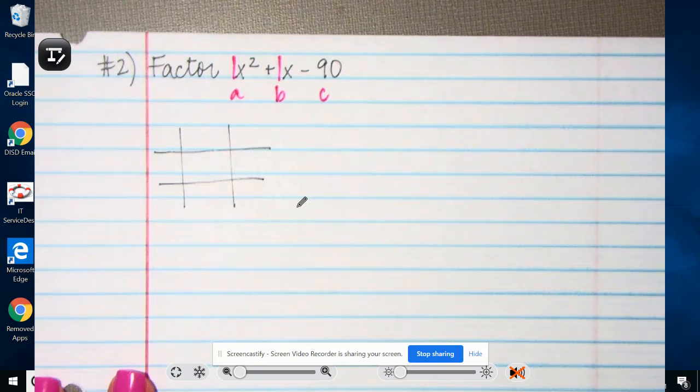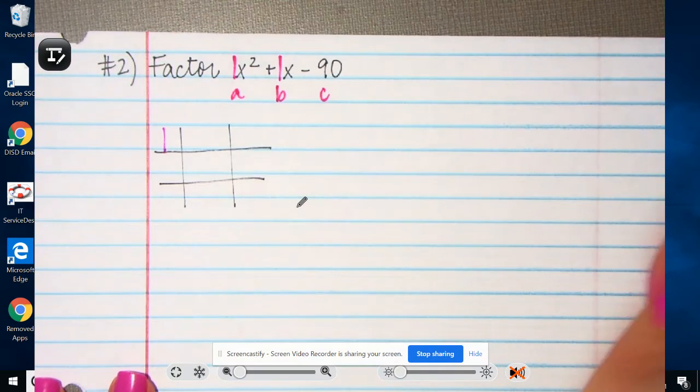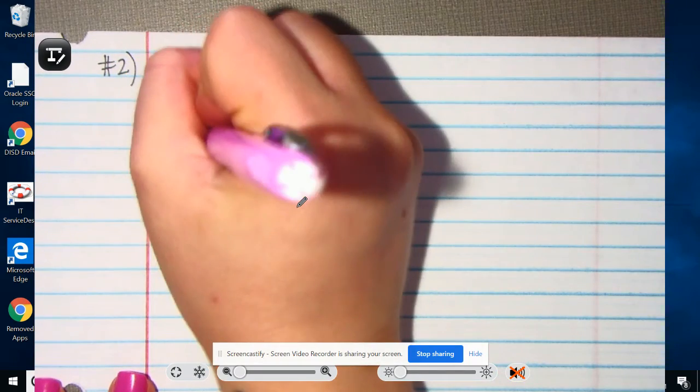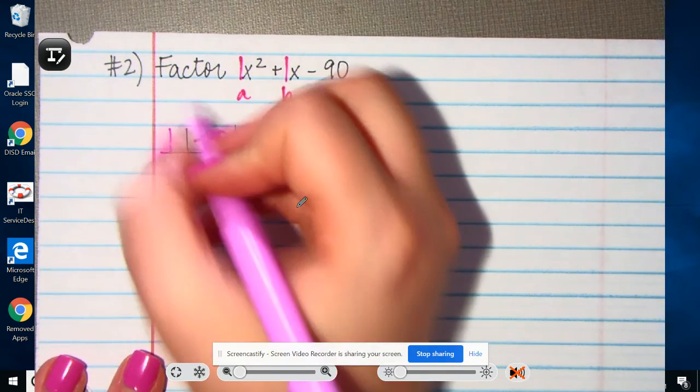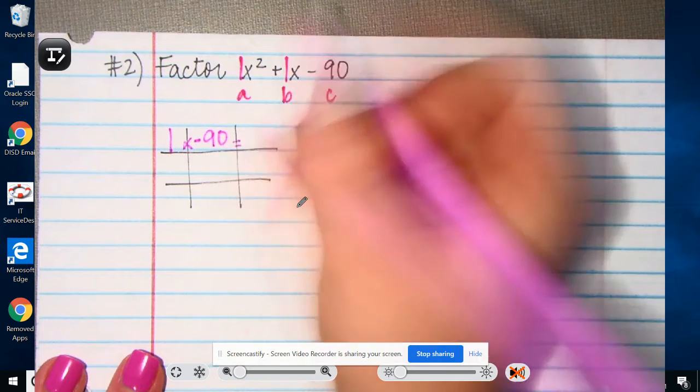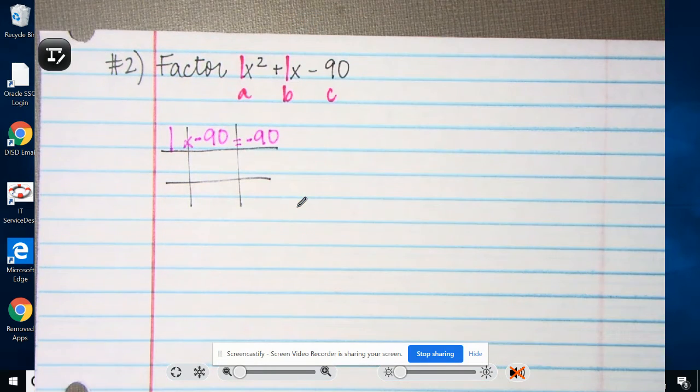So the first number is going to be our A value, which is 1, and then my C value, which is negative 90. Make sure you get that negative sign with the 90. And then we're going to multiply. 1 times negative 90 will give me negative 90. So you always do A times C.